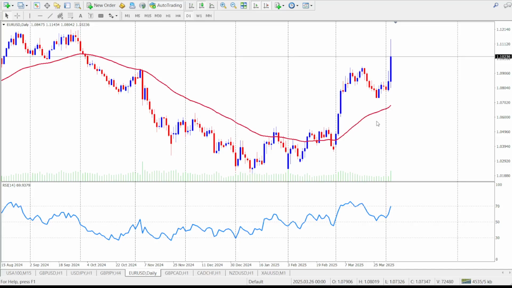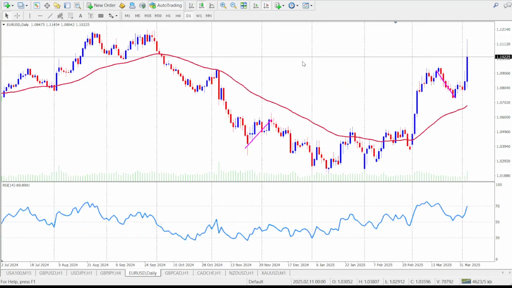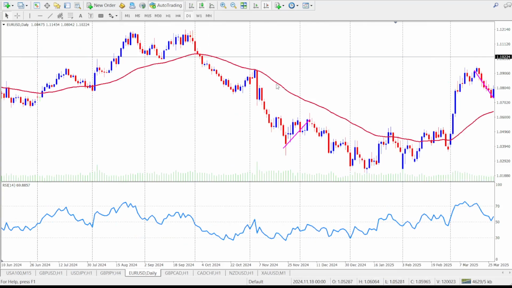Now, let's get into how to interpret the signals. If the RSI goes above 70, the market may be overbought, signaling a potential correction. And you can see that we had something like that happen around here, right? If the RSI drops below 30, the market could be oversold and a bounce back might happen. And you can see that we had something like that happen around here. The EMA helps confirm trend direction. If the price is above the EMA, the market is in an uptrend, suggesting a potential buying opportunity. If the price is below the EMA, it's a downtrend, suggesting a potential selling opportunity.